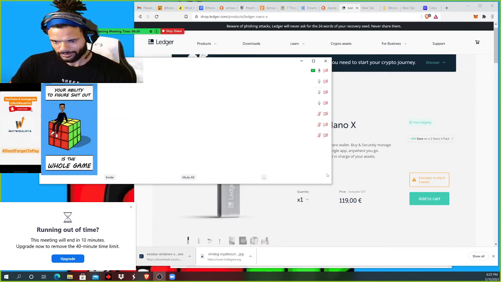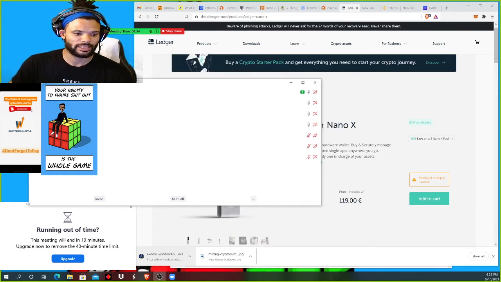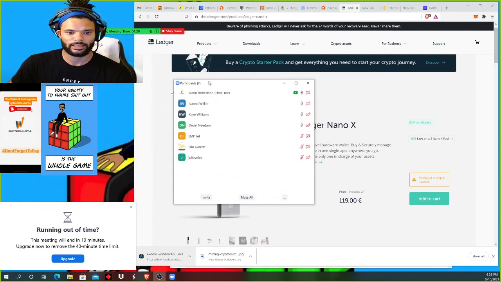In my opinion, it's the safest, most secure way to hold your crypto. And if you only want to hold, like you said, it's the best thing and the number one thing I think you should have in that case.